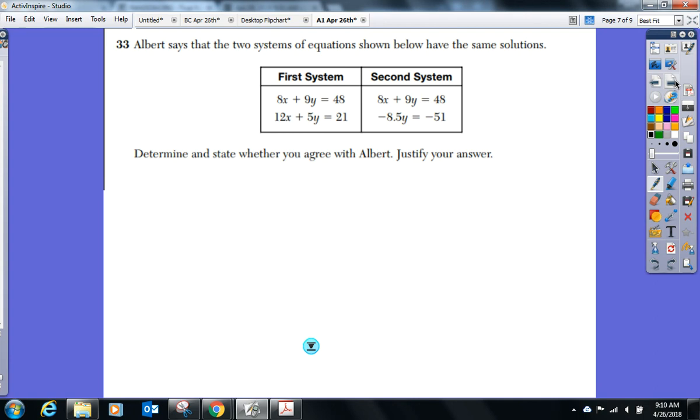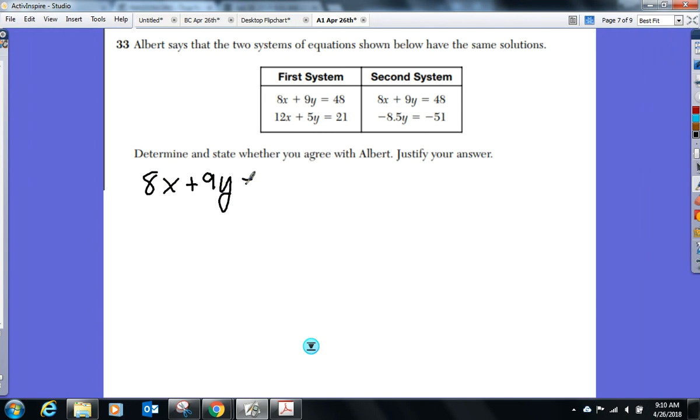He says they had the same solutions. Is he right or wrong? All right, here we go. First system. Let's tackle this one first.